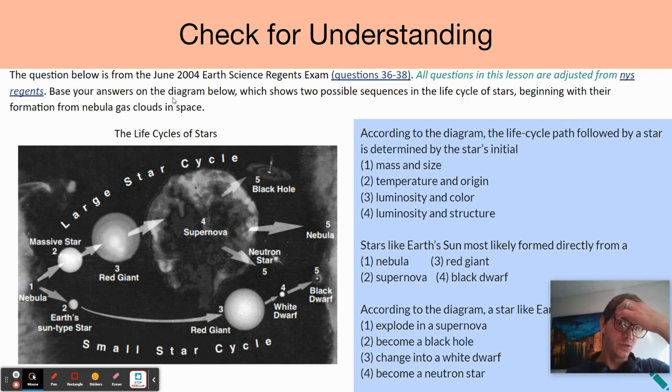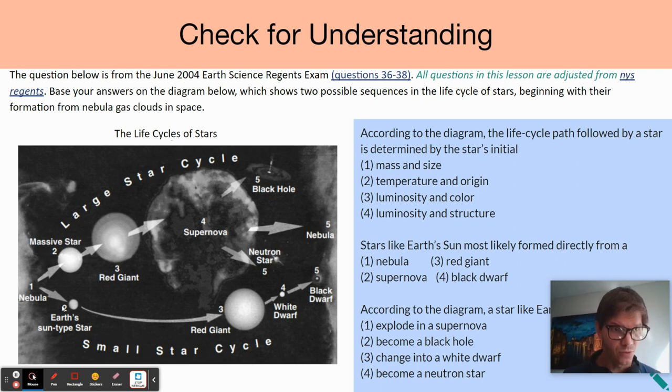It says, base your answers on the diagram below, which shows two possible sequences in the life cycle of stars, beginning with their formation from nebula gas clouds in space. According to the diagram, the life cycle path followed by a star is determined by the star's initial mass and size, temperature and origin, luminosity and color, luminosity and structure. Well, this is an easy question because it says according to the diagram, and here's that kind of fork in the road, which is going to determine the path followed by the star.